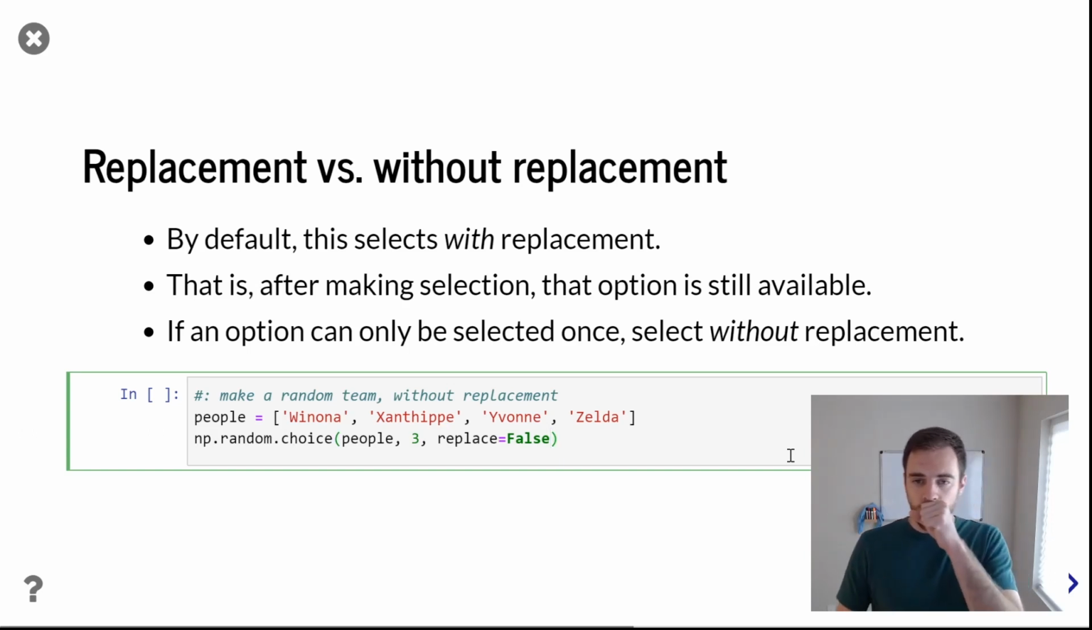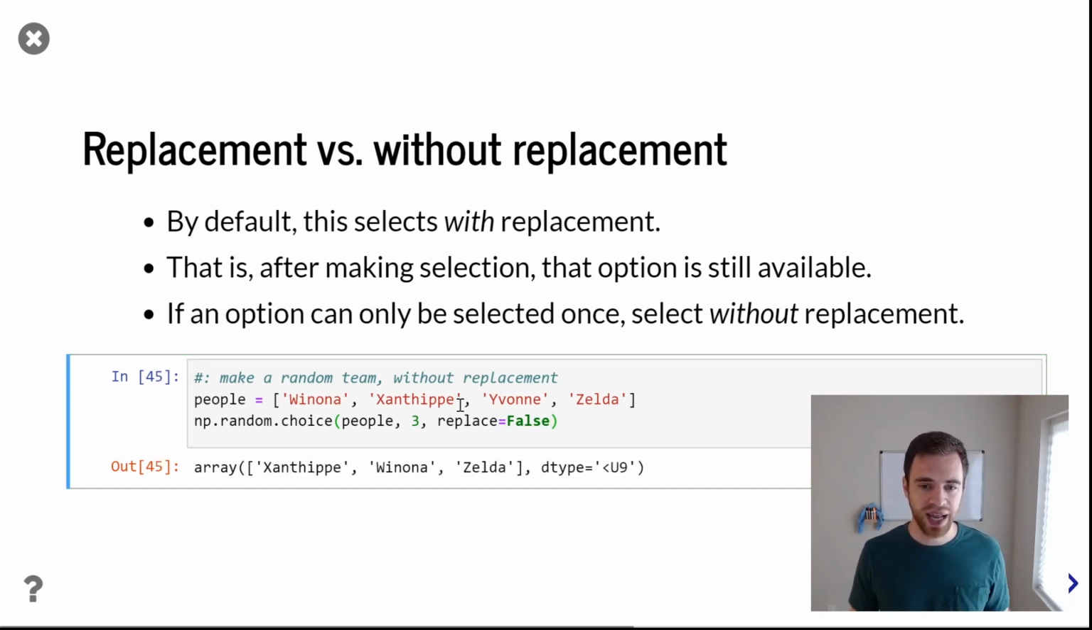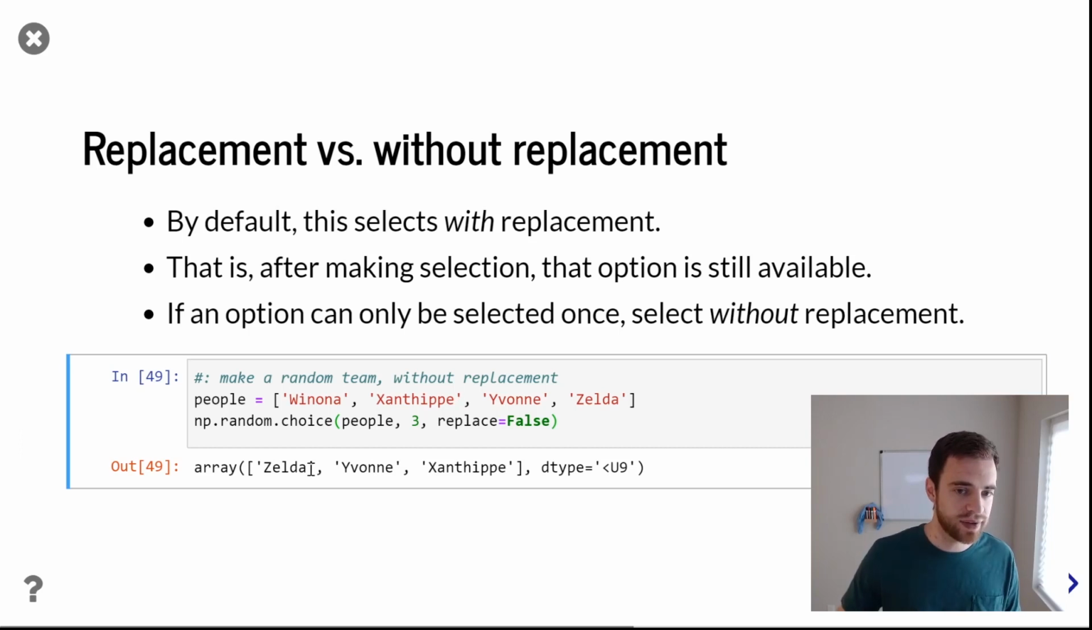So let's try it out here. I've got a list of 4 people. I'm going to randomly choose one. I'm going to randomly choose 3 of them in order. So I choose Yvonne, then Zelda, and Yvonne. And notice here I've selected Yvonne twice because I'm sampling with replacement. But if I say replace is false, and then I run this, you'll notice that I don't have any duplicates. And if I keep running this, you'll notice I never have any duplicates, because once I select Zelda, I don't put Zelda back into the list.